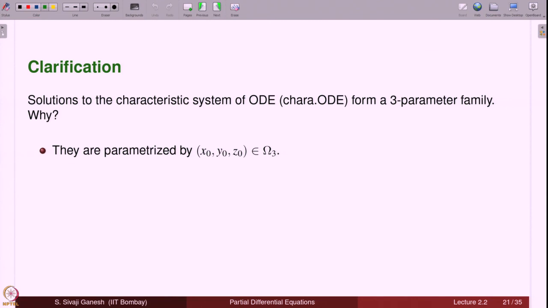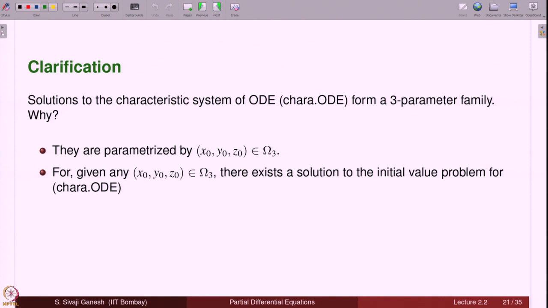So, take a point in omega 3, x0, y0, z0, and then for any given x0, y0, z0 in omega 3, there is a solution to the initial value problem which we call the Chara ODE. This stands for dx by dt equal to A, dy by dt equal to B, and dz by dt equal to C with these initial conditions: at t equal to 0, (x, y, z) is (x0, y0, z0).